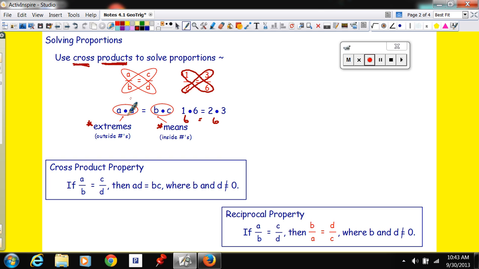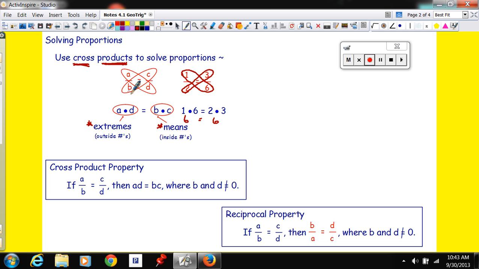The extremes are what we call the outside numbers. If you go in order from A down to B, up to C, and down to D, A, B, C, D, then your first number and your last number are A and D. Those are called the extreme numbers. They're the outside numbers, the first and the last. So we call those the extremes.